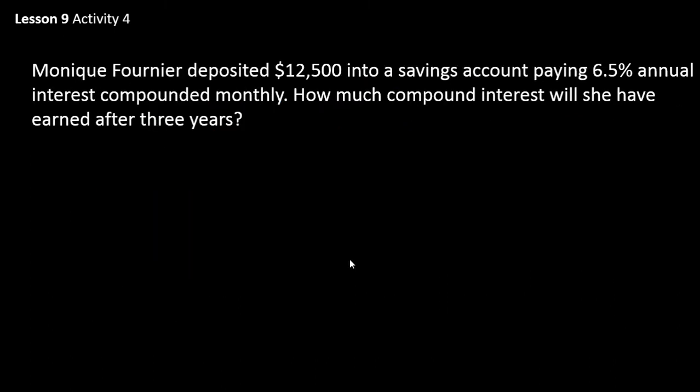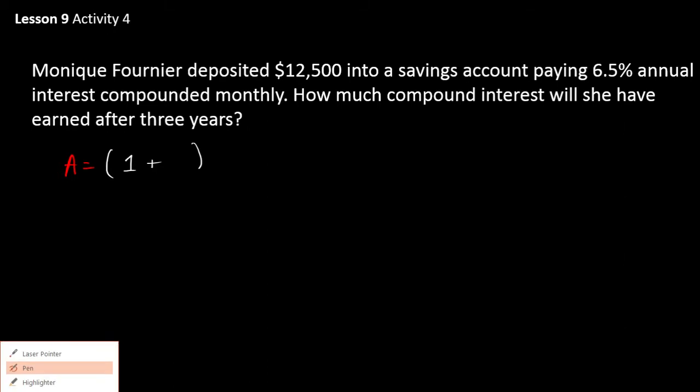Let's do another example. So Monique deposited $12,500 in a savings account, paying 6.5% annually, compounded monthly. How much compound interest will she have earned in 3 years? Okay, let's set it up. Now, again, I'm going to take a little bit more time to write out my equation because I'm going to color code it. So I'll have a P, I'll have 1 plus something. So I'll have my principal, I'll have my rate, I'll have my number of periods per year, and I'll have my time.